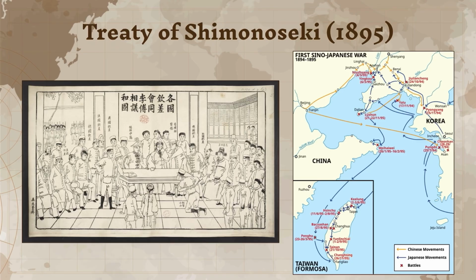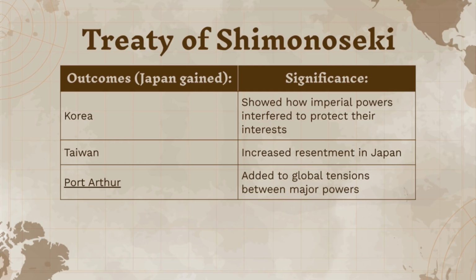Finally, onto East Asia. The Treaty of Shimonoseki followed Japan's victory in the First Sino-Japanese War, which we can see in the picture on the right. As a result of the First Sino-Japanese War, Japan gained Korea, Taiwan, and Port Arthur. However, the triple intervention by Russia, France, and Germany forced Japan to return Port Arthur, and that was significant as it showed how imperial powers interfered to protect their interests. It increased resentment in Japan, and it added to global tensions between major powers.